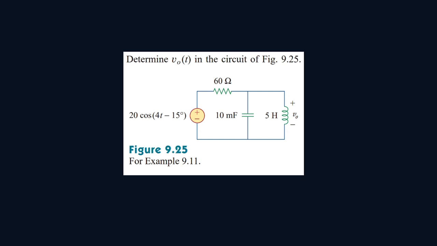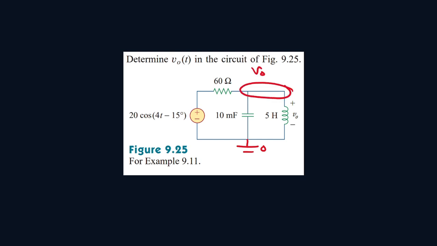Okay, so for this circuit, we have to find VO. So we're given the equation for this voltage source. We can tell that VO will be the difference in voltage from here to here, and since this is the ground node, that means this should be VO, and that means this whole region will be VO.